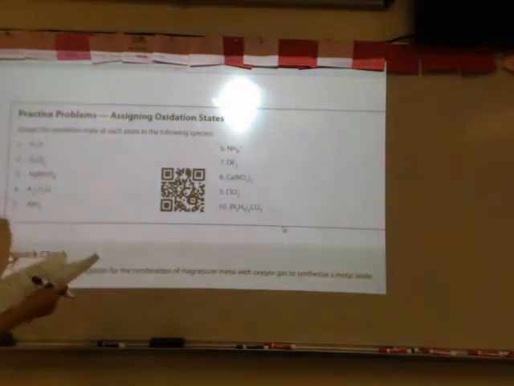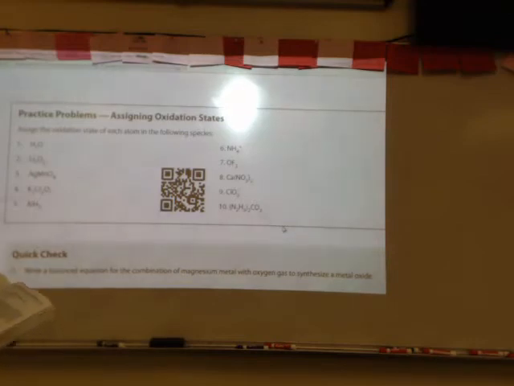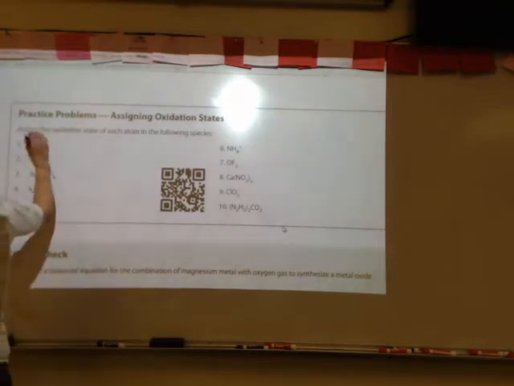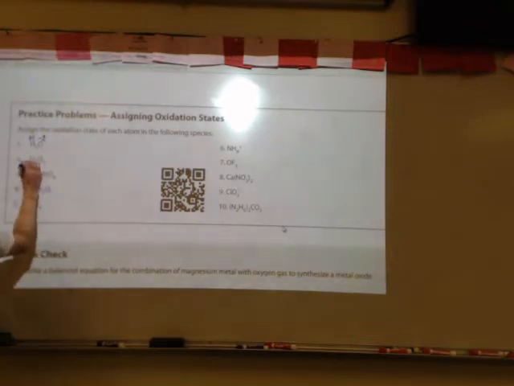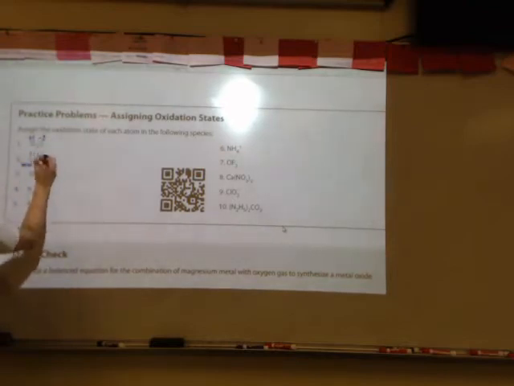We're going to assign oxidation states to each of the following species. For number 1, hydrogen +1, oxygen must be a -2 so that those oxidation numbers add up to 0. For number 2, lithium oxide. Lithium is a metal. It's from group 1. It has to be a +1. That means that oxygen is a -1.